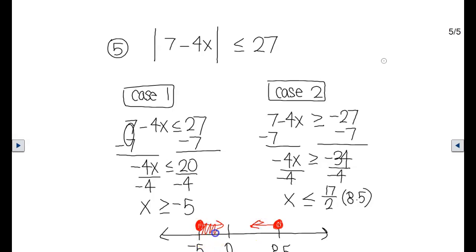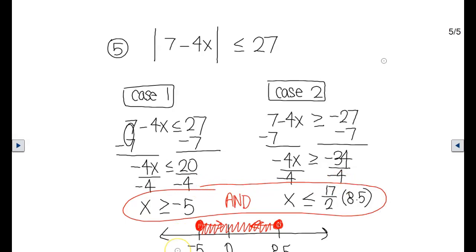So notice again, this is going to be a bumper, a car bumper. So what would that make this? That would make this an and. For this inequality, here is the solution. Your x must be greater than or equal to a negative 5 and less than or equal to 8.5. It must be both.